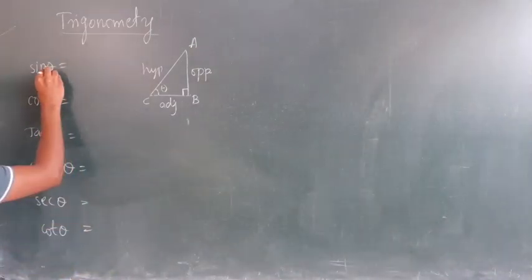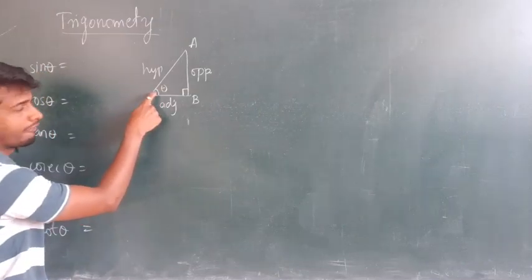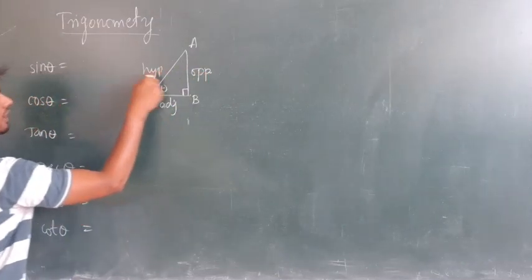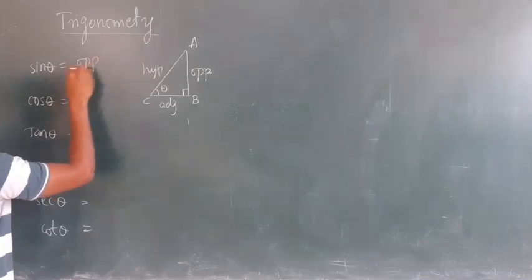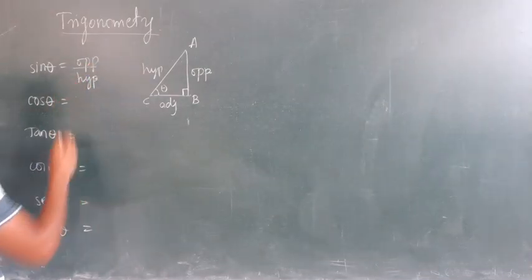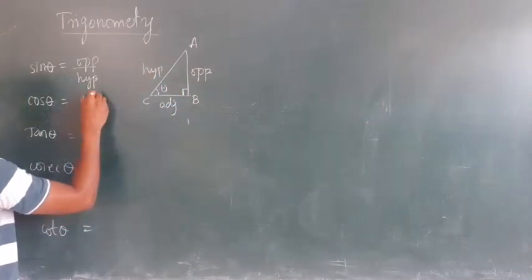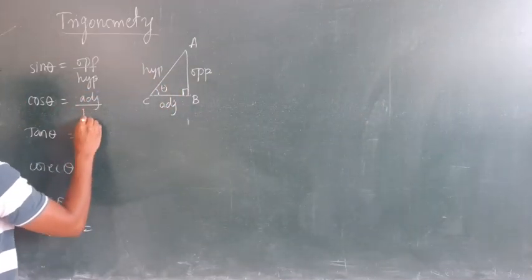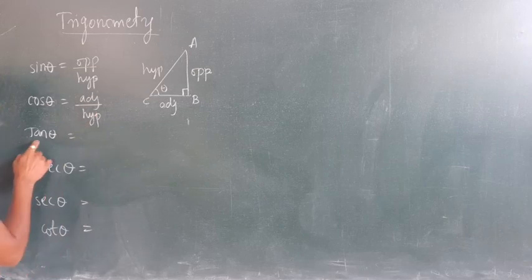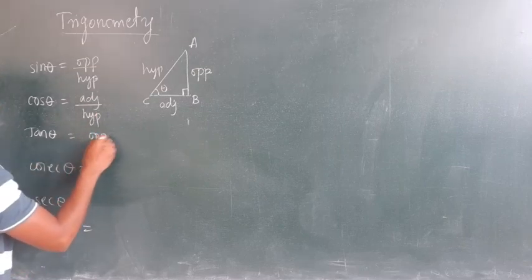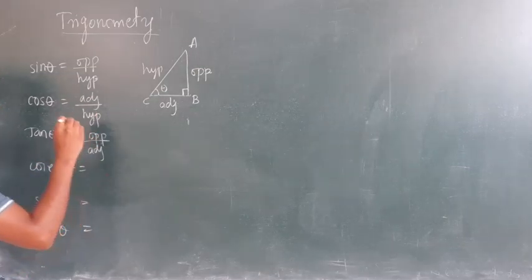So sine theta is defined as opposite side divided by hypotenuse. Cos theta is defined as adjacent divided by hypotenuse. Tan theta is opposite divided by adjacent.